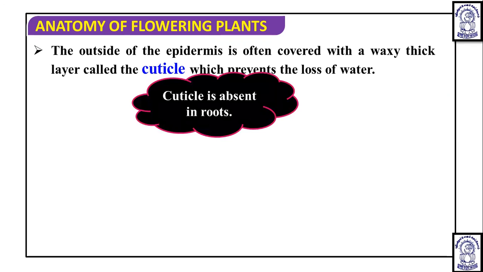Now, this cuticle is present mainly on the stem and the leaf, but it is absent in the roots. Why? Because roots are going to absorb water. If the cuticle, which is impermeable to water, were present on the root, it would not allow the root to absorb water. Because of this, the cuticle is absent in roots.